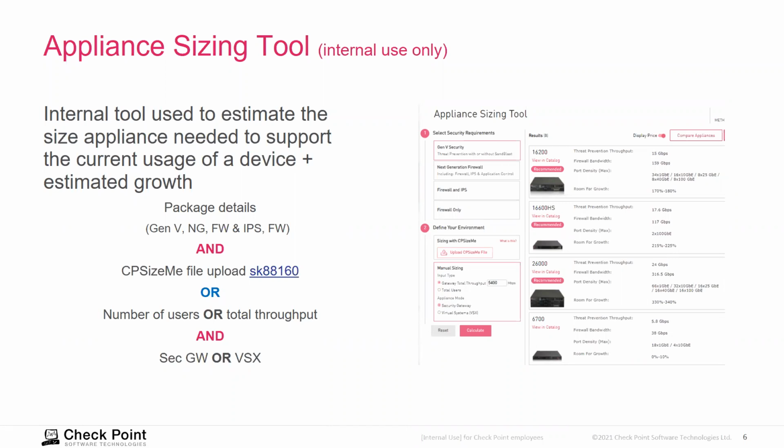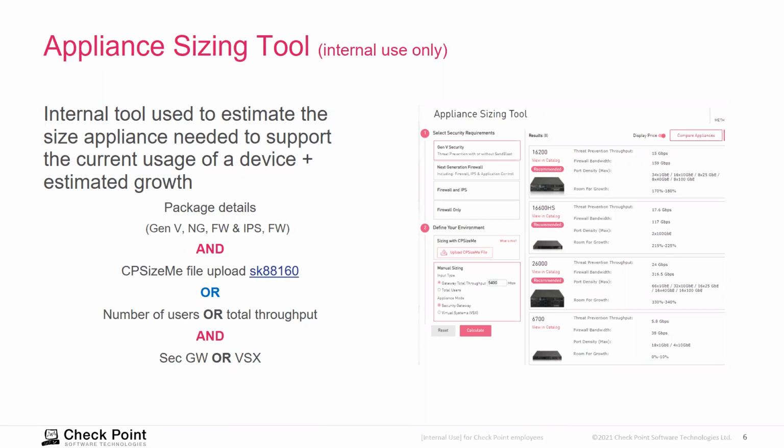that will ask your SE a few questions about the environment, like where you are and where you want to go to. So the first thing it's going to ask is the package details. So what level of features are going to be enabled? So is it Gen 5? Is it next gen? Just the firewall and IPS, just the firewall? And then number 2, you can either use the CP size me file or enter those 2 numbers. And then lastly, it's going to ask if it's a virtual system or the traditional security gateway.